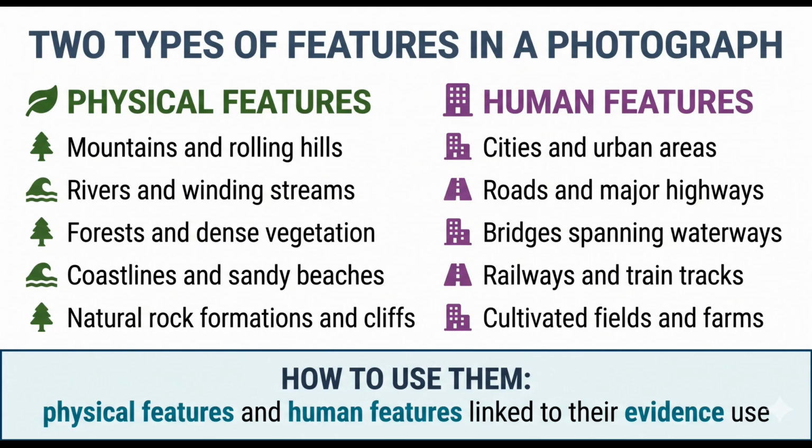Before you answer any photograph question, quickly scan the image for both types. Ask yourself, what is the physical setting? What are people doing with or to that setting? Many exam questions ask specifically for one physical feature or one human feature. If you default to only looking for one type, you'll miss half the options.